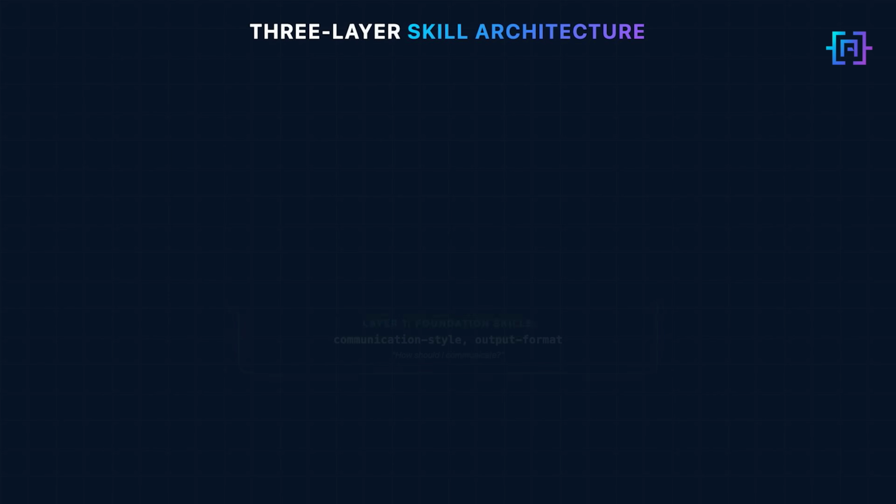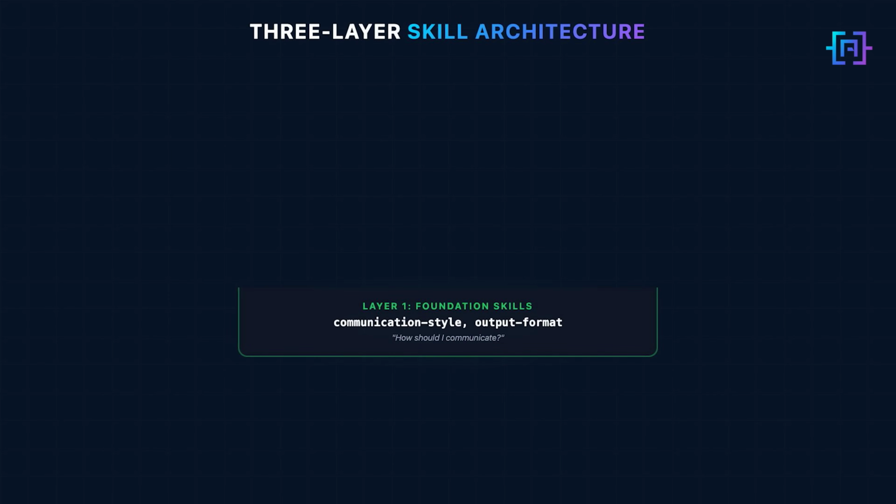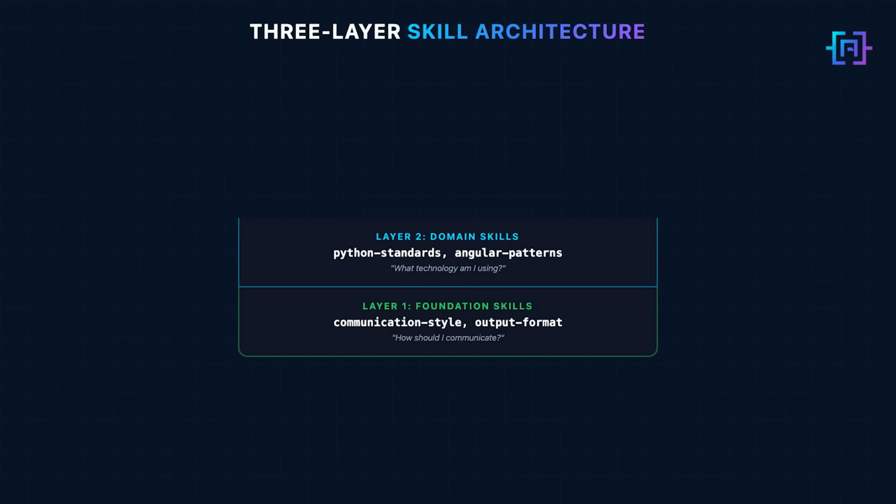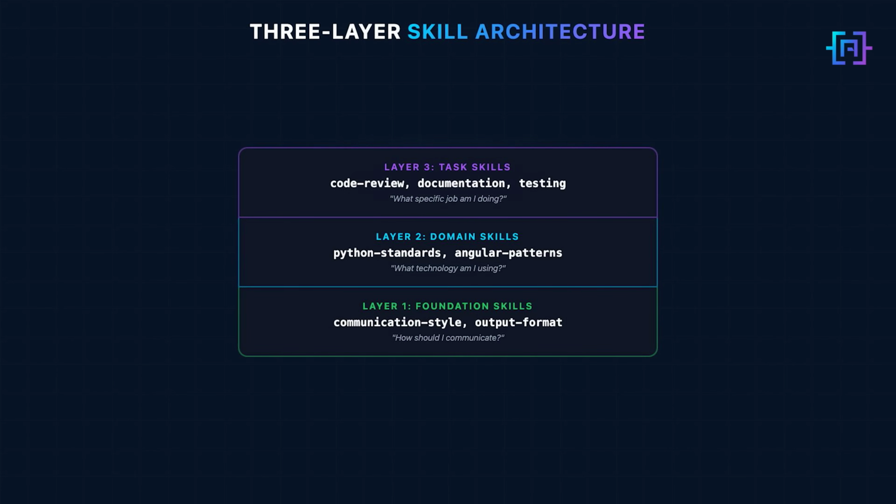Just like our universal pattern has different files for different purposes, skills should be layered. Layer 1 is the foundation skills, communication preferences, output format. These apply to everything. Layer 2 is the domain skills, technology-specific standards, Python conventions, Angular patterns. These apply when working with that technology. And layer 3 is task skills, specific jobs like code review, documentation, testing. These apply for specific activities.